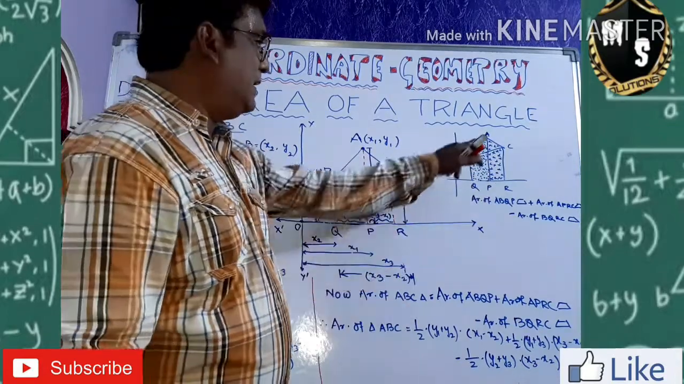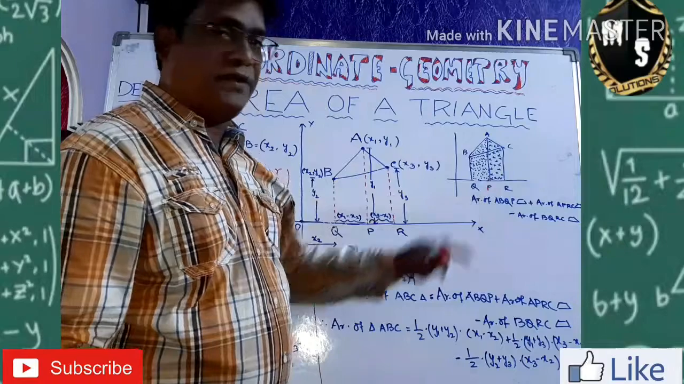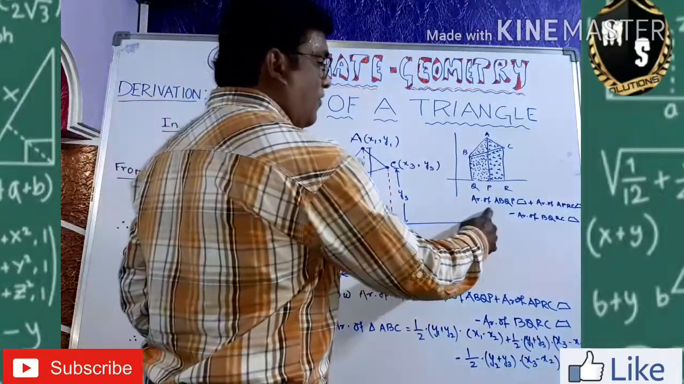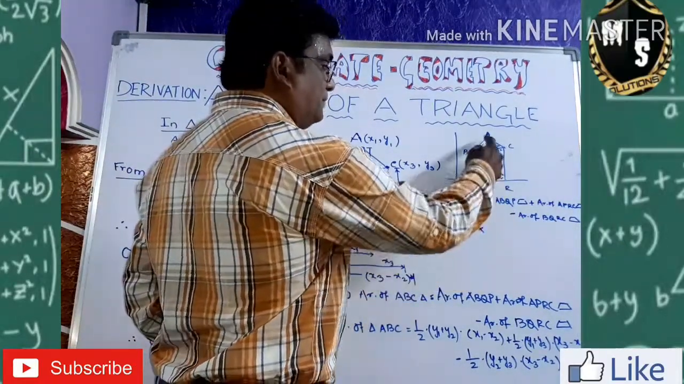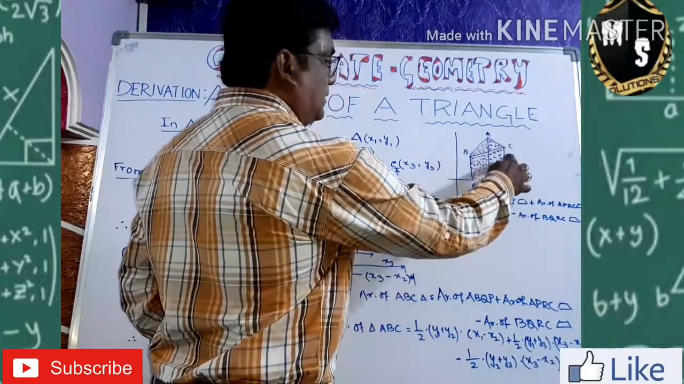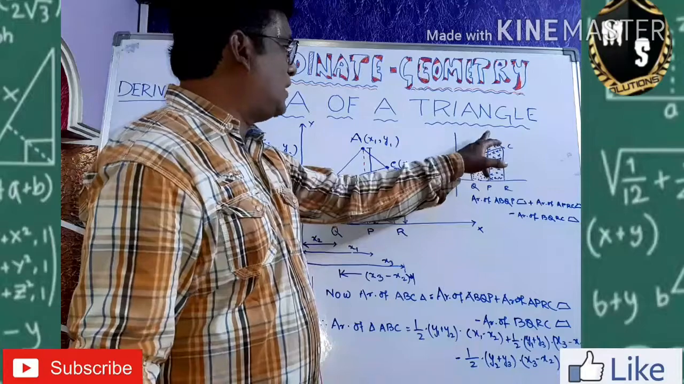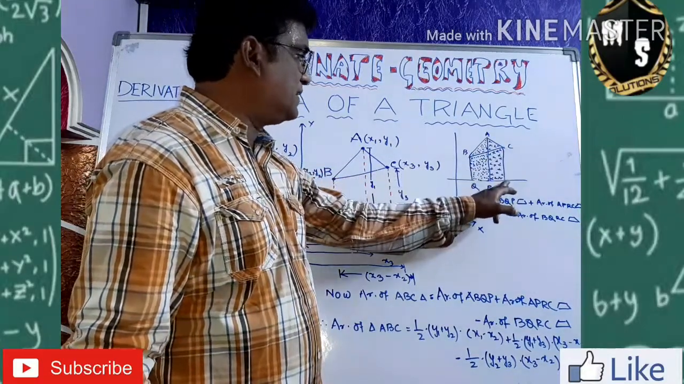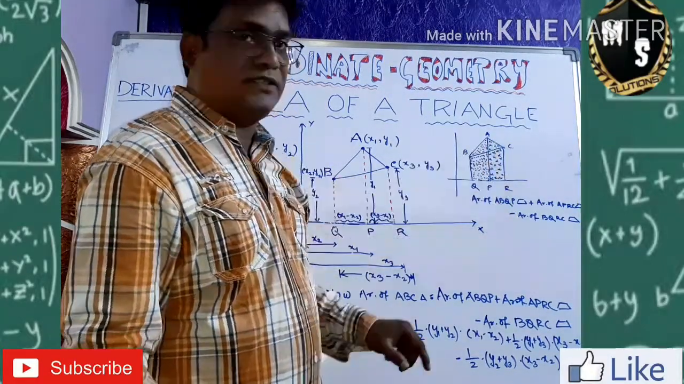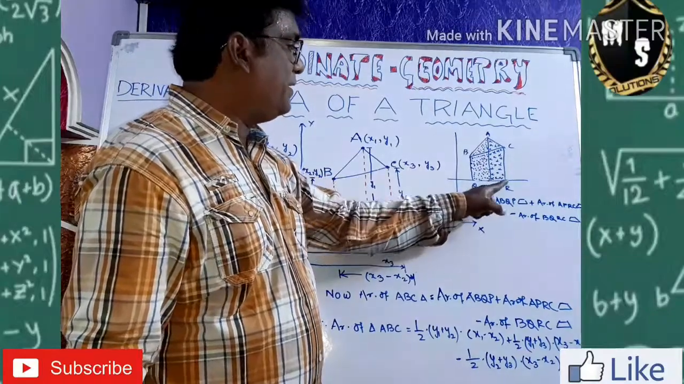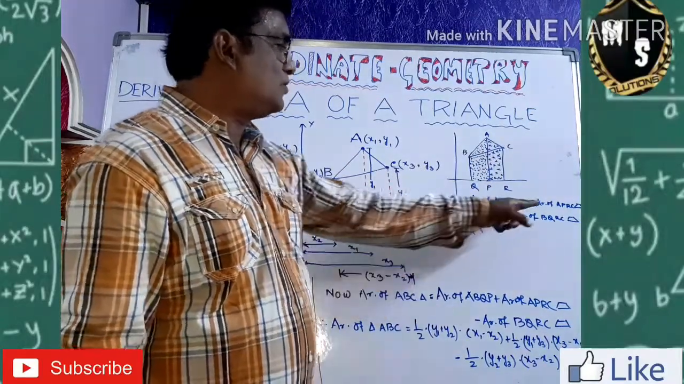What is that? A, B, Q, P. Write that. Area of A, B, Q, P I wrote here. Plus, what is this one? Again a trapezium. Yes or no? These two are parallel sides, this one and this one. These two are non-parallel sides. So A, B, R, C is also a trapezium.